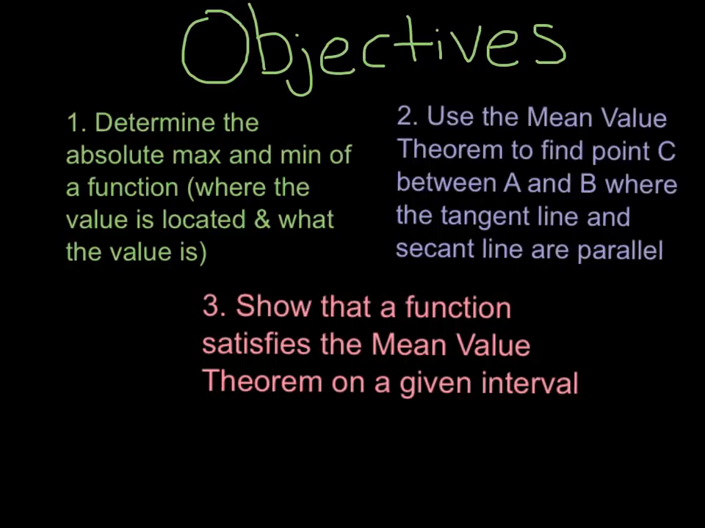So our topic is absolute max and mins and the mean value theorem. We have three main objectives which we will be covering in our little mini lesson. The first is to determine the absolute max and min of a function, where the value is located and what the value actually is. Second, we are going to use the mean value theorem to find point C between A and B where the tangent line and secant line are parallel. And our third objective is to show that a function satisfies the mean value theorem on a given interval.